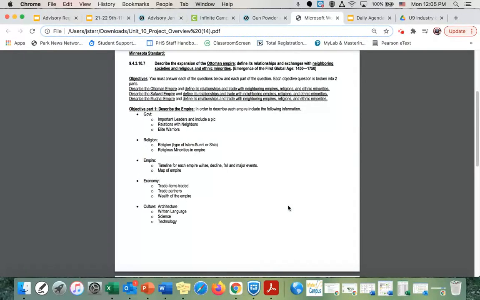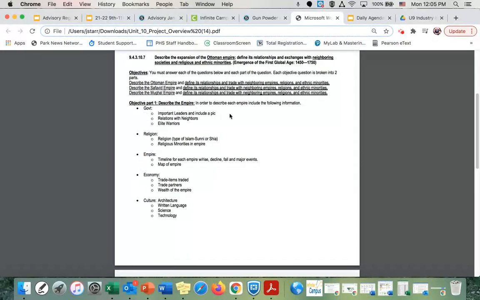When you describe them, you're going to do that with this first part, objective number 1. You're going to describe the government types, the religion types, and what their empire was like as far as a timeline goes: when did they come into existence, when did they decline, what were some of the major events of that empire. What was their economy like, who did they trade with, what did they trade for, and then we're going to look at the culture in general. This is a very wide variety of things. It could be their architecture, their art, their language, their science, their technology. We already have religions, which is technically part of culture too.